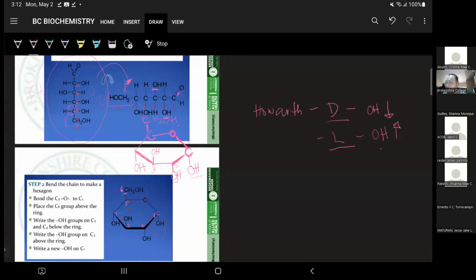Okay? Then pagdating naman sa Howard, ganun pa rin yung carbon na nearer to the R group, if ever na medyo magkatulad lang yung number ng OH. Pero always remember this, no? Pag dextro, if most of the OH are down, then that is dextro. If most of the OH are in the upward direction, then that is levo. Do you follow? Yes, sir. Okay, sige, let's continue, no?